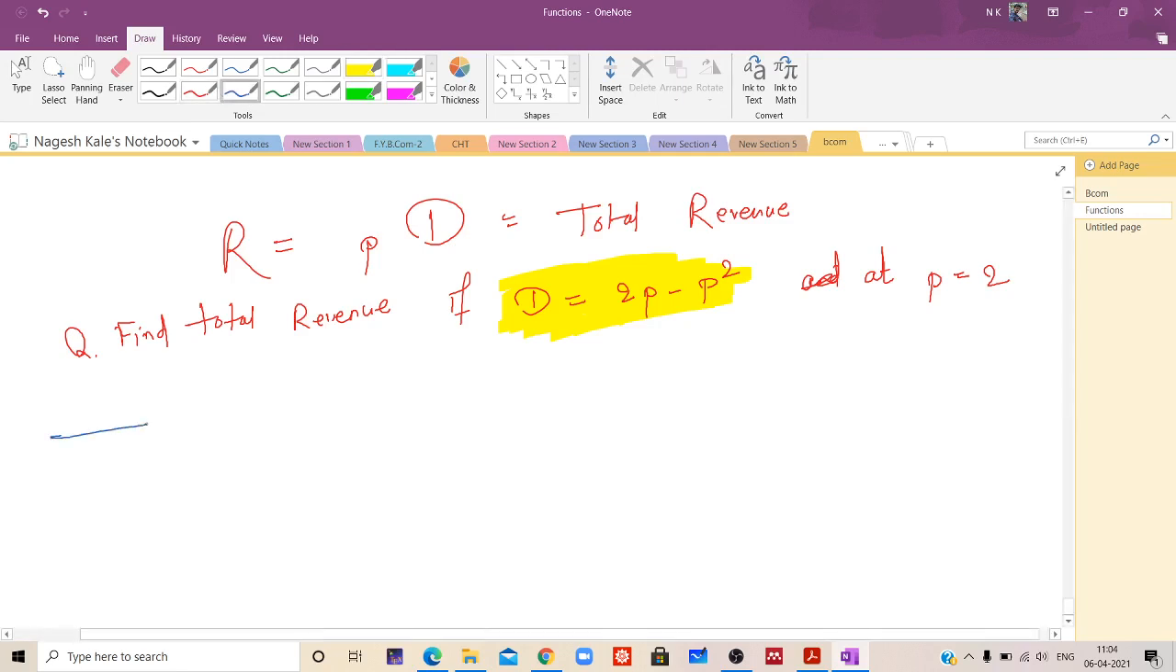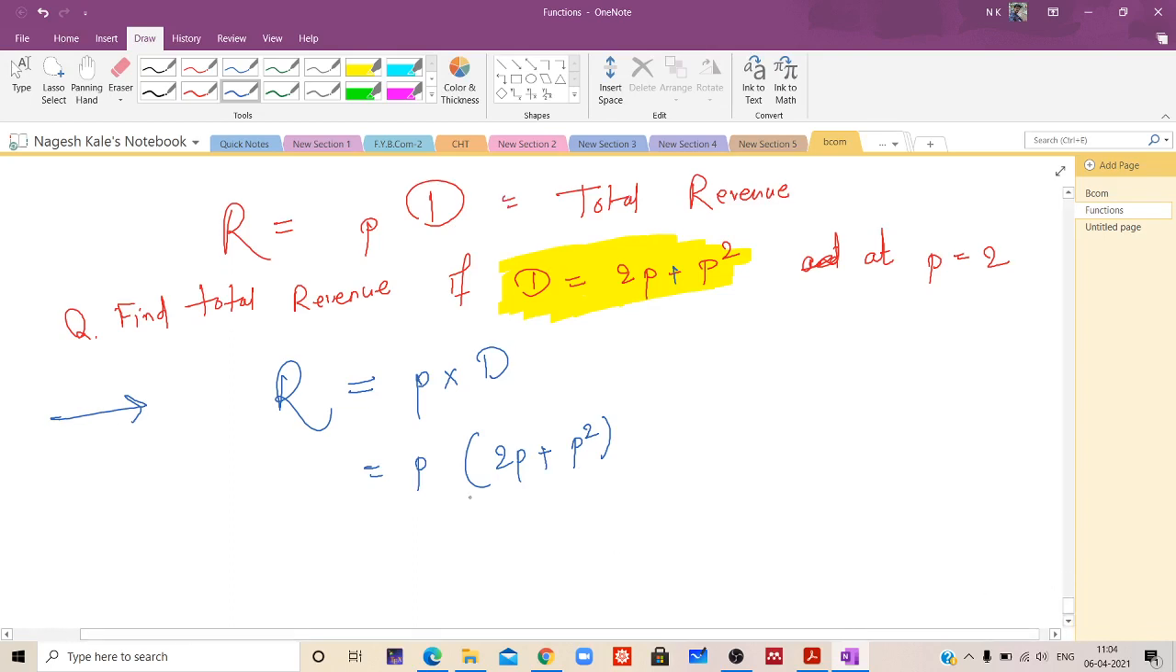To find the answer to this question, first of all you have to find the revenue function. I know what the revenue function is: price multiplied by demand. Price as it is, multiplied by demand. Demand is 2p minus p square. Let me just make it a plus, so 2p plus p square is the demand, and p is the price.